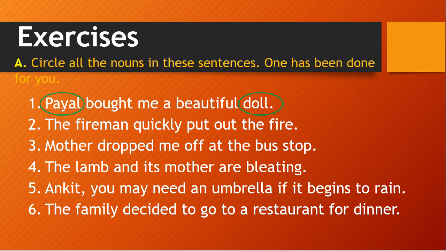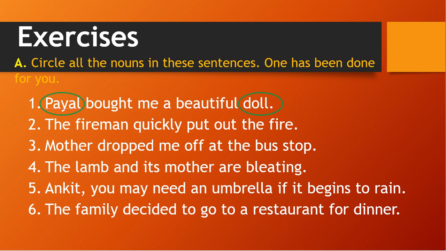So here, first, Payal bought me a beautiful doll. Payal is a person's name, so naming it is a noun. So Payal is a noun. Doll is a kind of thing, so doll is a noun. Now we will see the next sentence. The firemen quickly put out the fire.